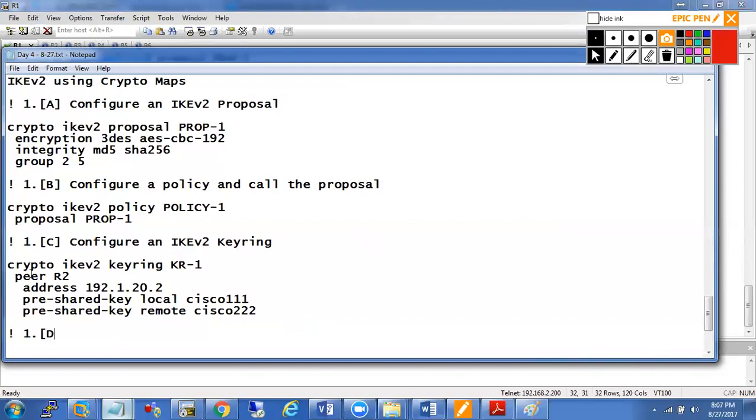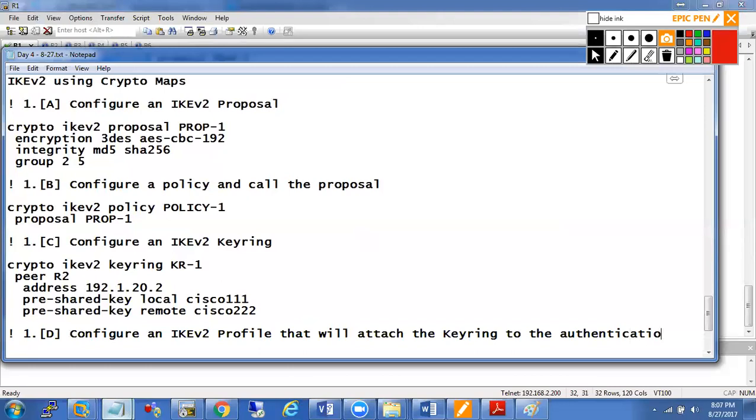One D. Configure an IKE v2 profile that will attach the keyring to the authentication type.